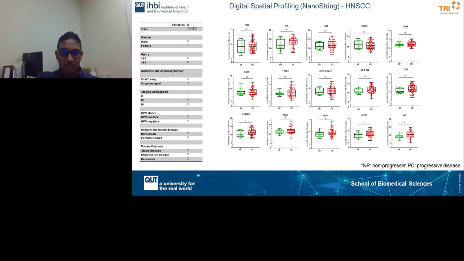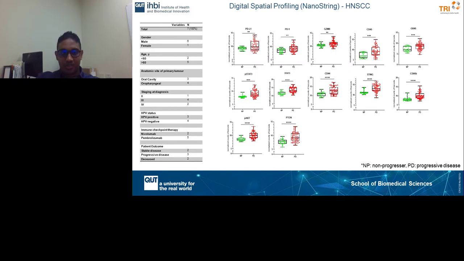And what was really interesting from this initial pilot data set was that CD8 cells weren't predictive of outcome. This sort of goes against the current literature, but I think this was interesting because spatially we could assess this. And on this next slide, we could see that there were a number of markers that were predictive of progressive disease: CD44, STING, CD66, phospho-AKT, and PTEN.